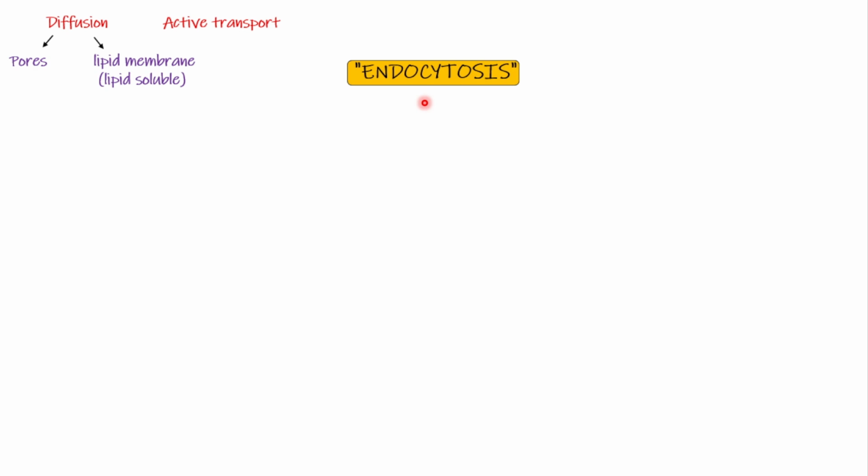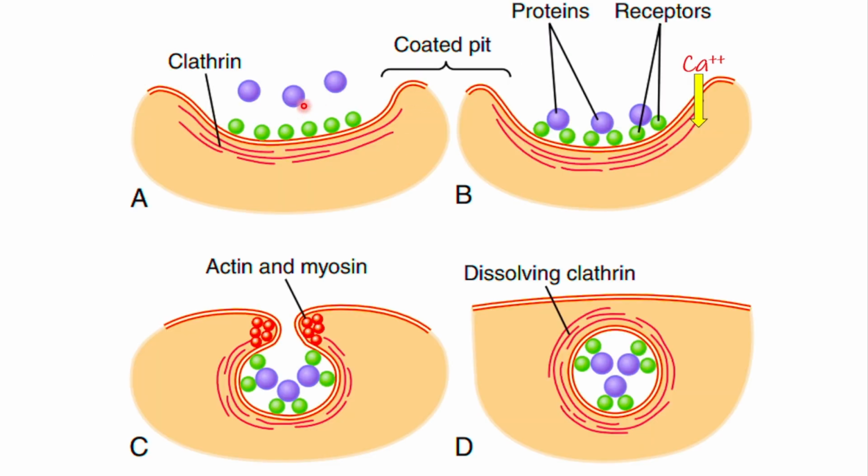Now, what exactly happens in endocytosis is, for instance, these are the molecules which have to enter the cell, and this is the cell. These purple colored molecules, when they want to enter the cell, first come and attach to these green colored receptors on the cell membrane. When they are attached, there will be depolarization of the cell membrane, and this depolarization will cause the movement of calcium ions into the cell.